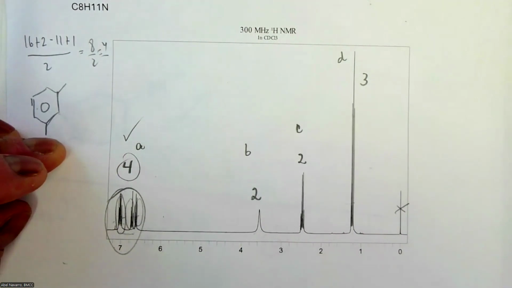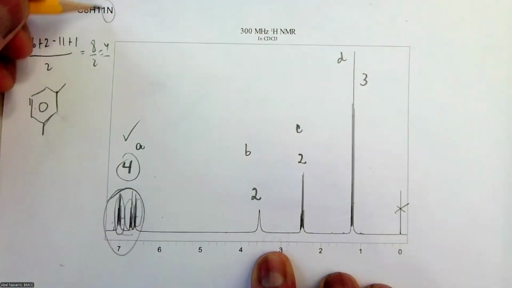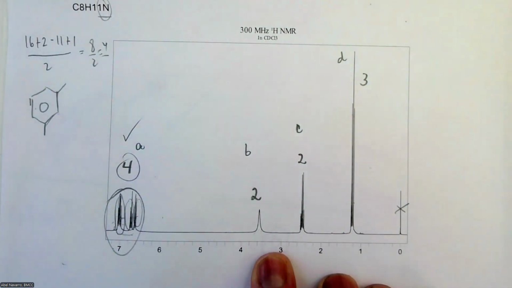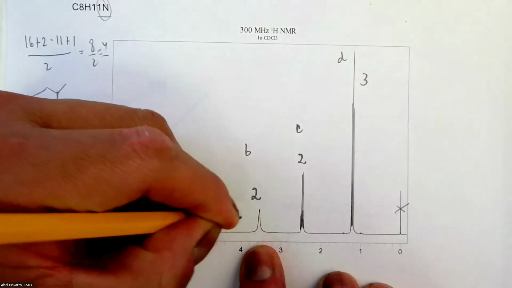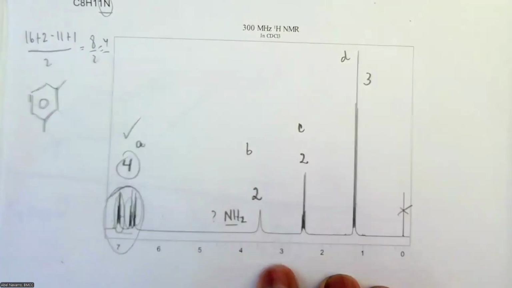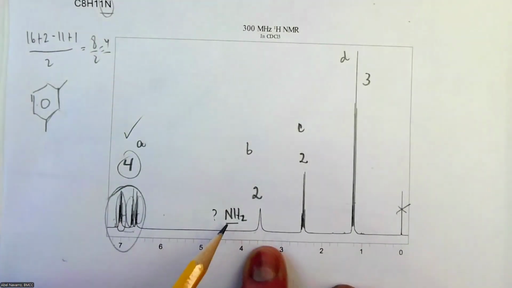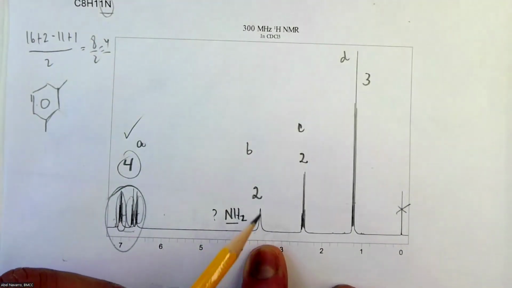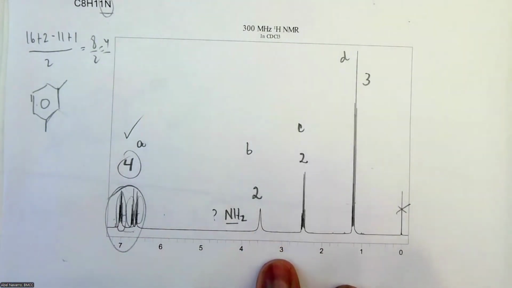Who is that exchangeable hydrogen? Is there a possibility for me to have an exchangeable hydrogen? Yes, I have a nitrogen. So you have a nitrogen, that means that you have an amino group. So maybe this could be an NH2. Maybe. I'm going to put it as a question mark because I don't know. But I can make that conclusion because of the line shape of the peak.